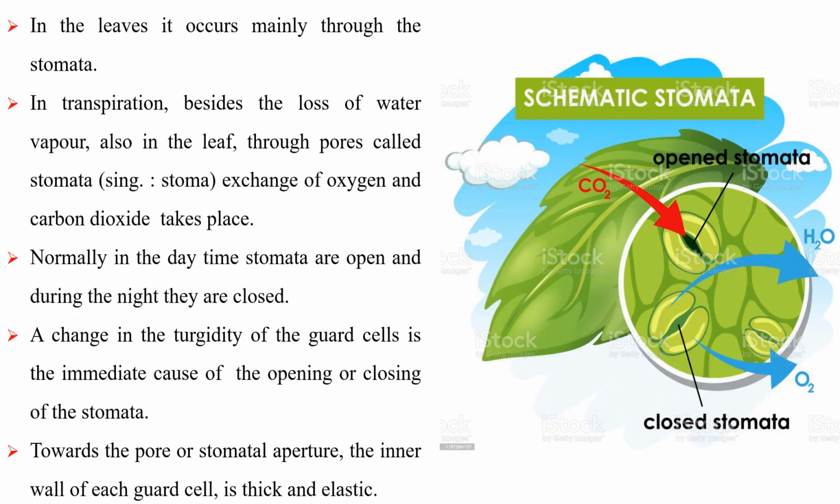In transpiration, besides the loss of water vapor through pores called stomata in the leaf, exchange of oxygen and carbon dioxide also takes place. Normally, in the daytime, stomata are open and during the night they are closed. A change in the turgidity of the guard cells is the immediate cause of the opening or closing of the stomata. Towards the pore or stomatal aperture, the inner wall of each guard cell is thick and elastic.